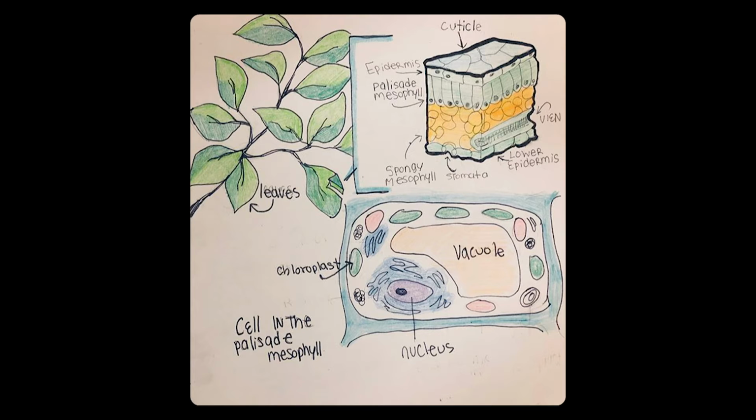It contains chloroplasts with chlorophyll. The main function of this cell is to help absorb sunlight. It also uses proteins to move chloroplasts around to get the maximum amount of sunlight.